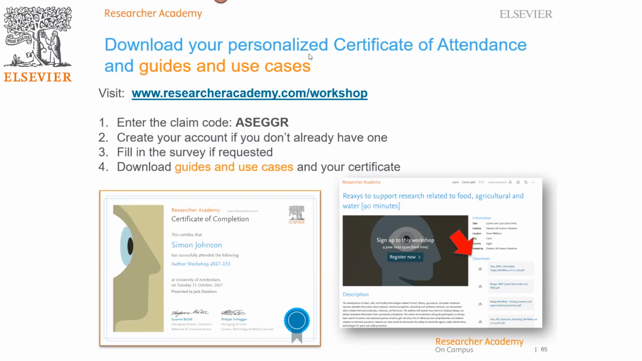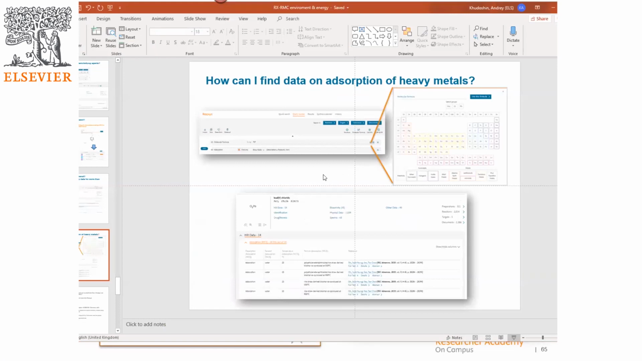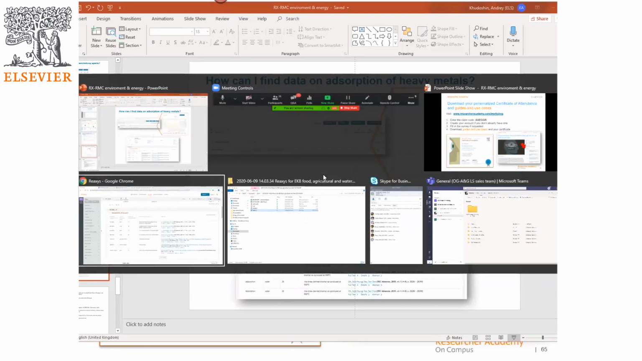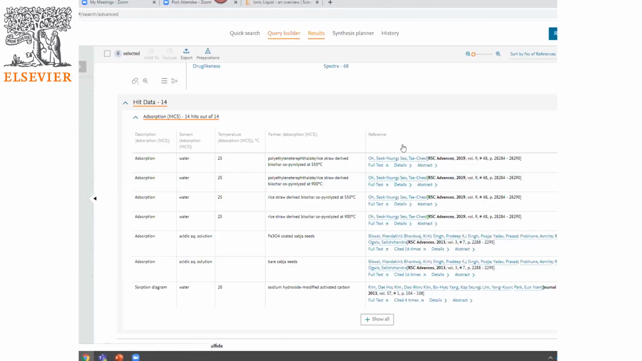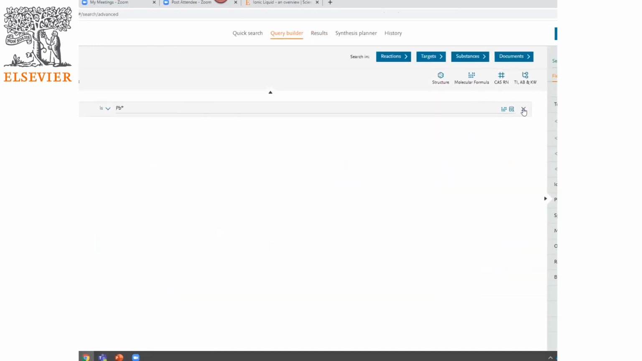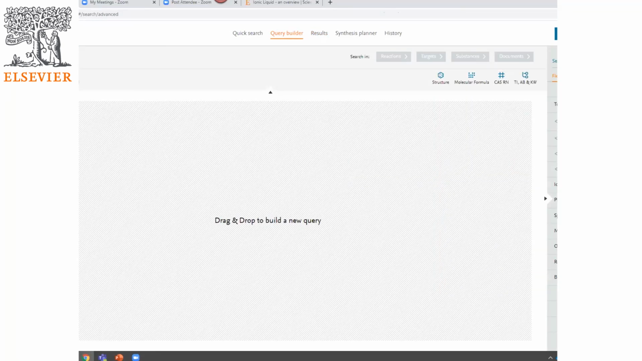How Reaxys can be useful in the field of natural products. We haven't covered this in the presentation, so I can show you. What we have over there is a searchable field, natural products, isolated from natural products.